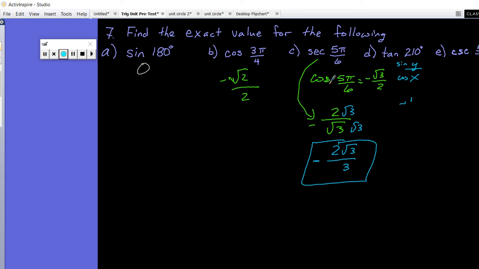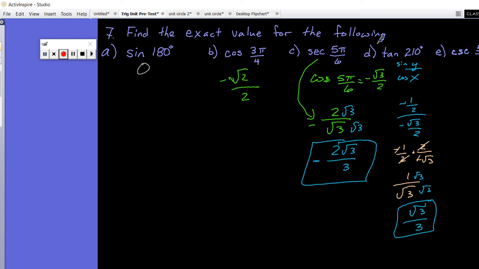So negative 1/2 divided by negative square root of 3 over 2. Dividing by a fraction is the same as multiplying by its reciprocal. So that's negative 1/2 times 2 over negative square root of 3. The 2's cross cancel, the negative and negative go away. So I'm left with 1 over the square root of 3. We don't like to leave a square root on the bottom. So I multiply top and bottom by the square root of 3. And that leaves me with the square root of 3 over 3.